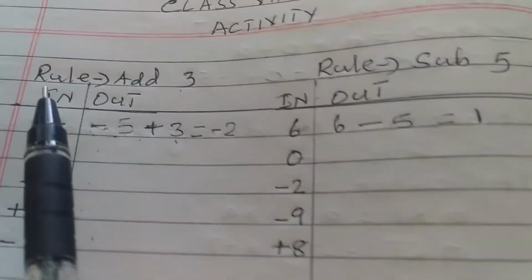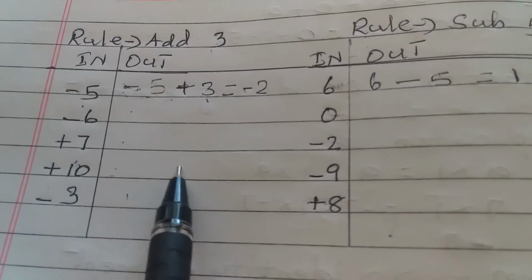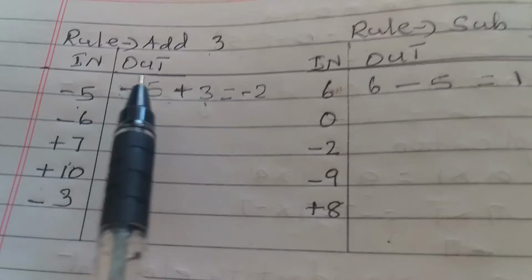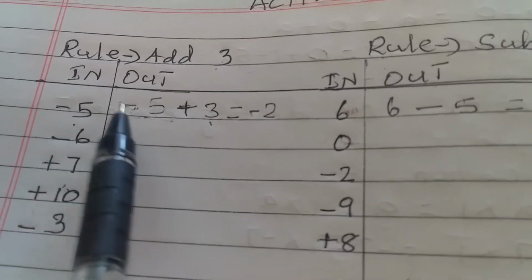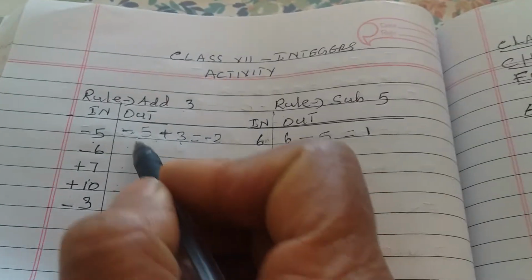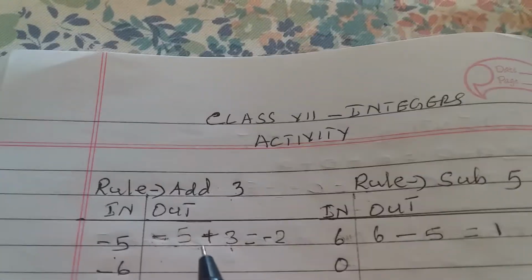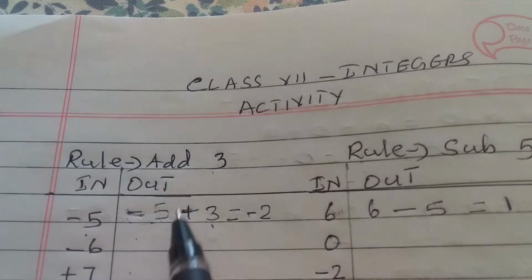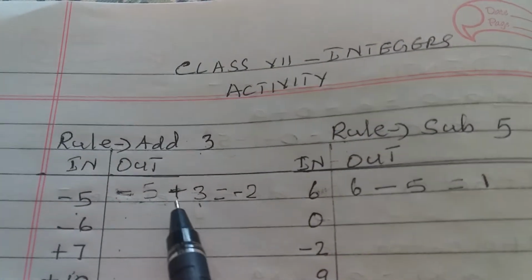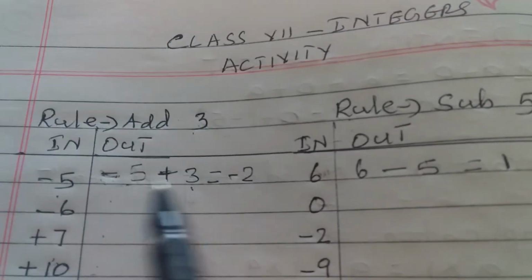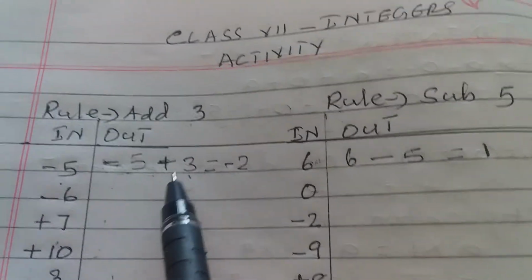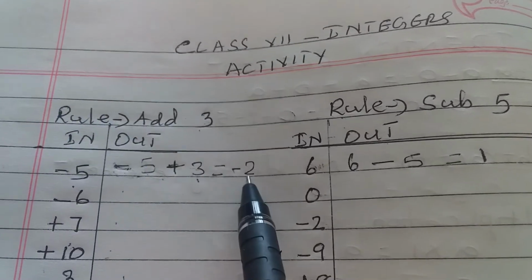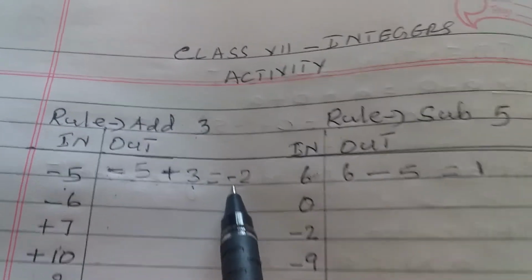Part 1, the rule is add 3. In that the number in is minus 5 and the number out is the output we have to find. So number in is minus 5. You write that minus 5. And what we have to do, add 3. So add 3 means plus 3. With this minus 5 plus 3. Now you perform the operation here. Sign of 5 is minus, sign of 3 is plus. So signs are different. Subtract and put the sign of the greater number, which is minus. 2.